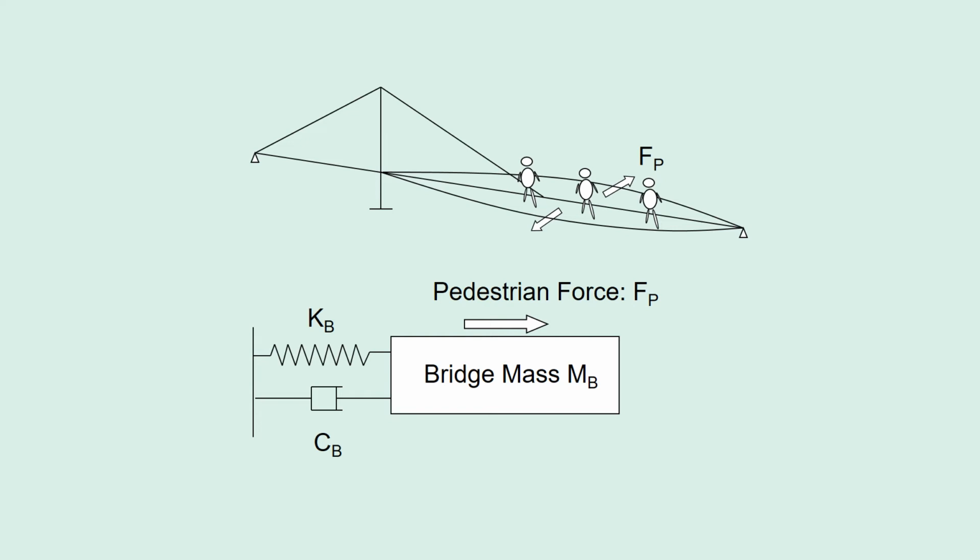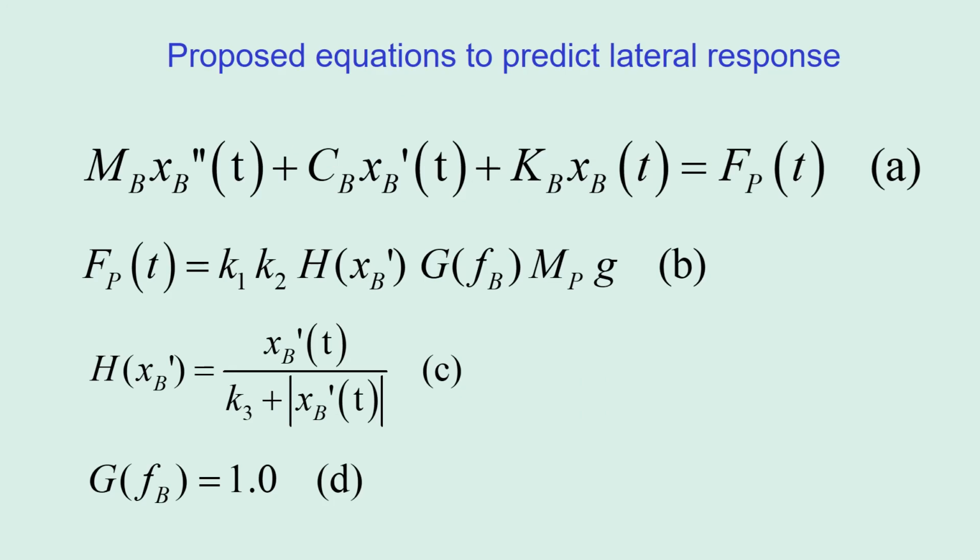The model consists of bridge modal mass mb, modal stiffness kb, and modal bridge damping ratio cb, to which the modal pedestrian force Fp is applied. This Fp is very complicated and the key of this model. This is my proposed equation.